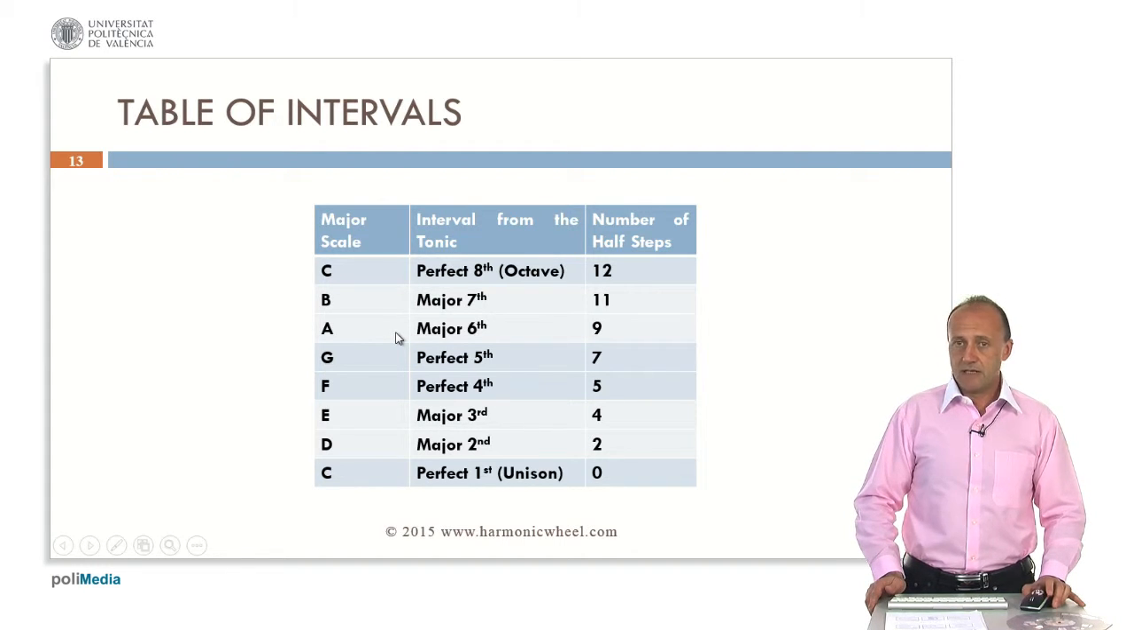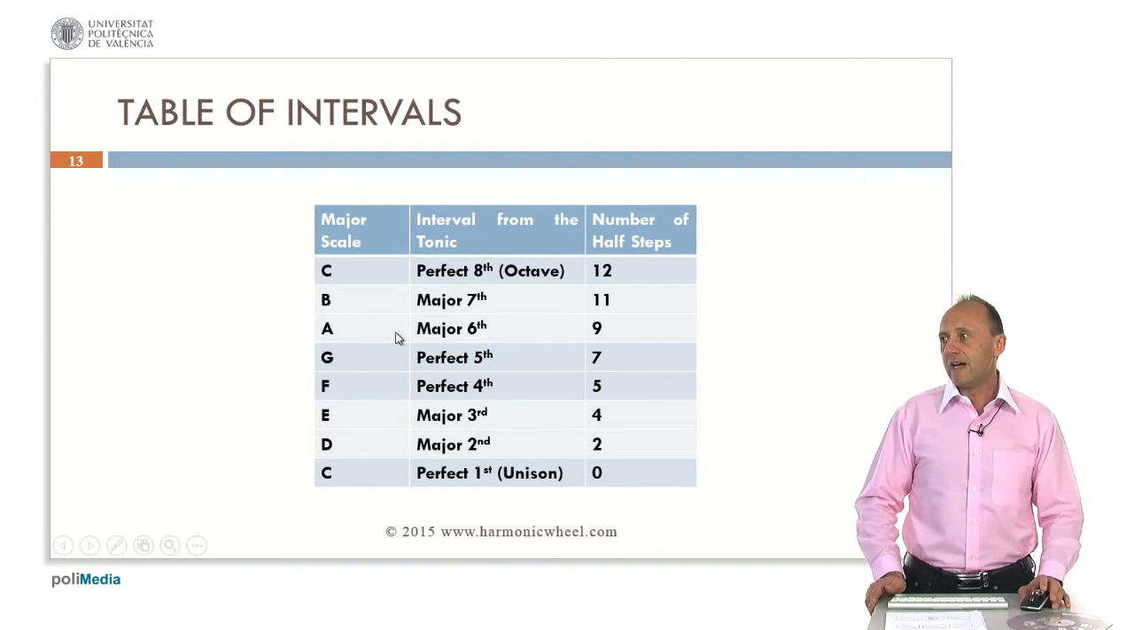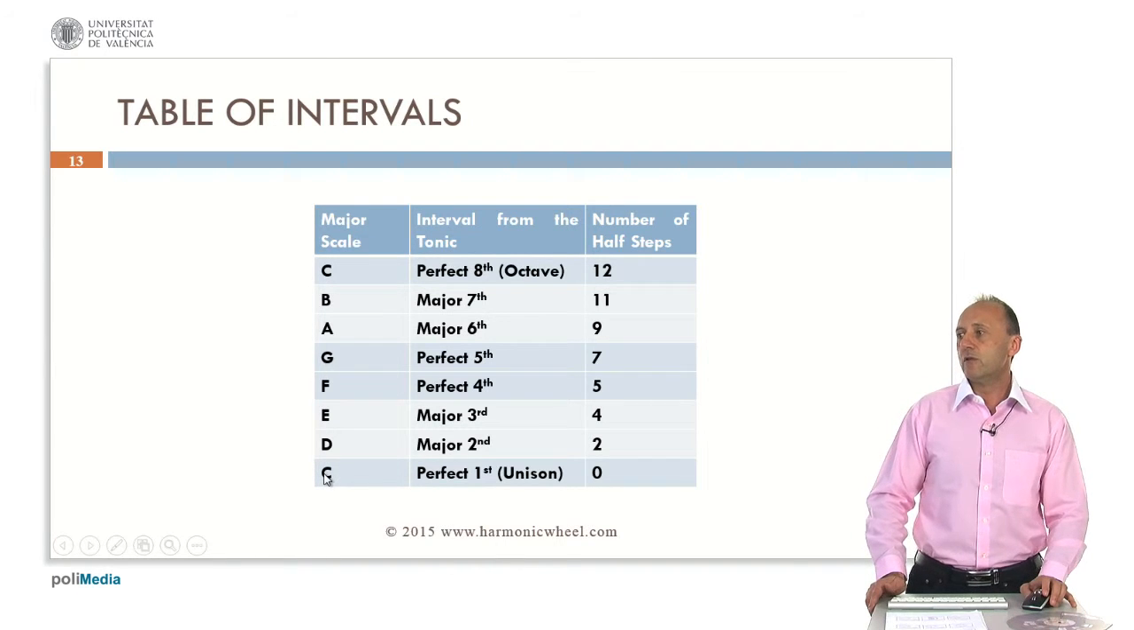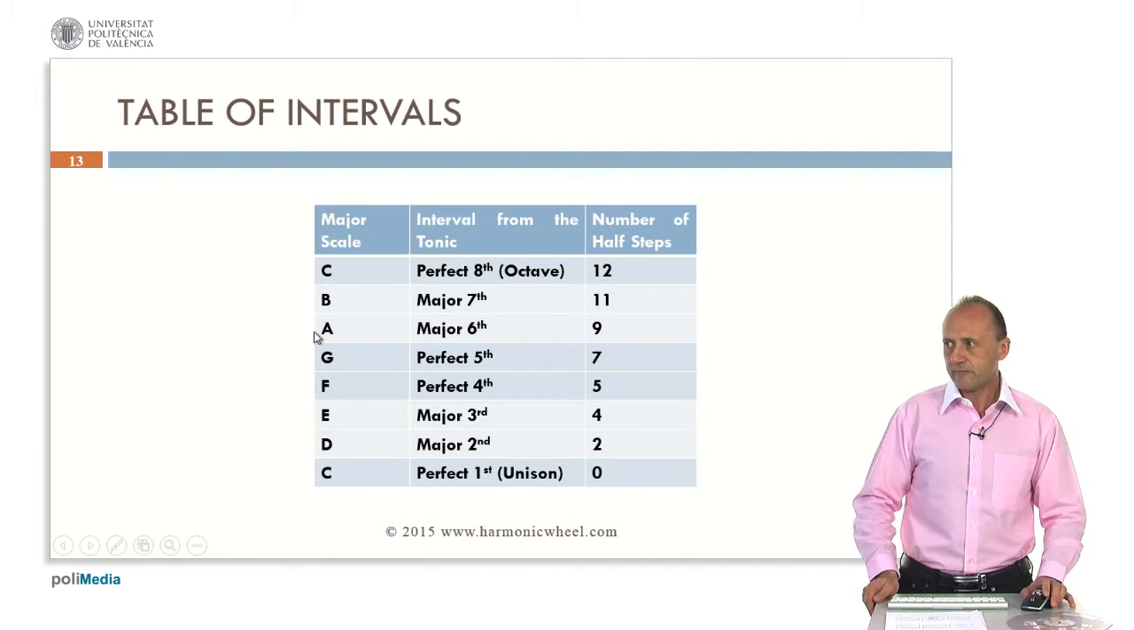It is the same case as if we go from C sharp to A, we have a minor sixth. If we start with C sharp and we go to A flat, we have two less half steps than in a major sixth, so it is called diminished sixth. On the other hand, if we go from C to A sharp, we have one more half step than in a major sixth, and it is called an augmented sixth.